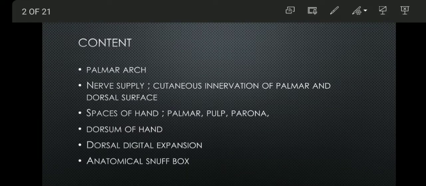This video contains the palmar arch of the hand, the nerve supply of the hand, the spaces of the hand, the dorsum of the hand, the dorsal digital expansion of the digits and the anatomical snuff box.